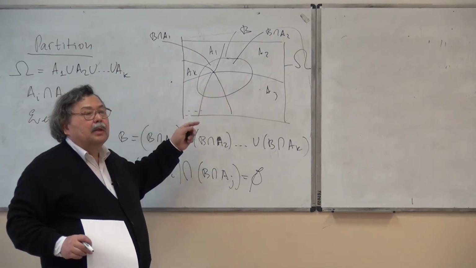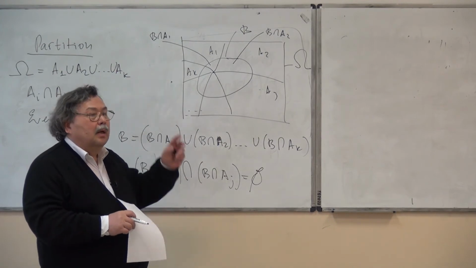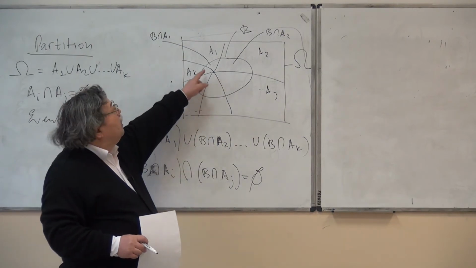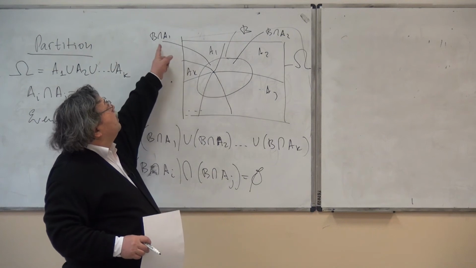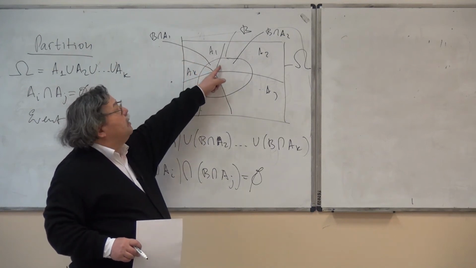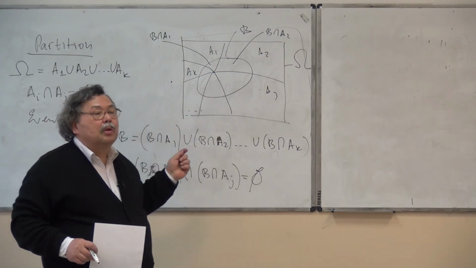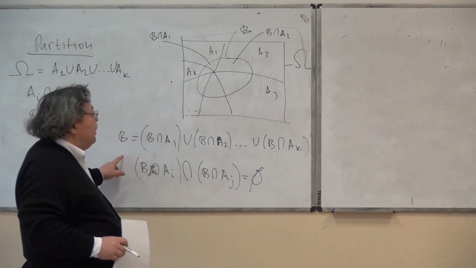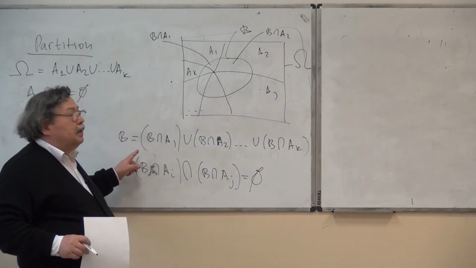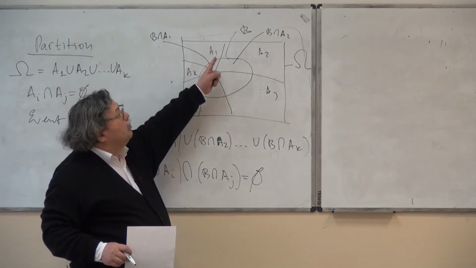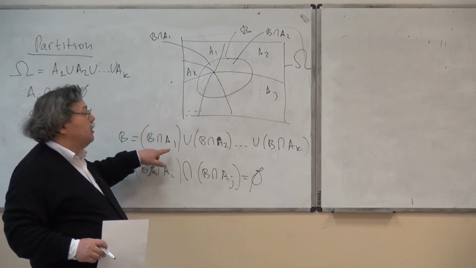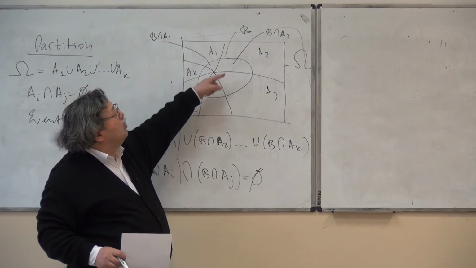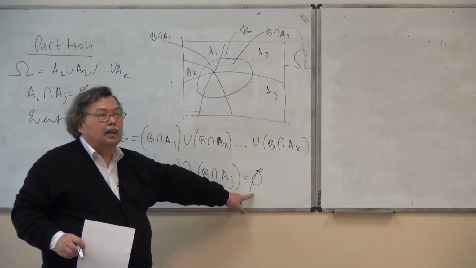If we have a partition, then any event B that we may consider also falls into a number of mutually exclusive parts. This is B intersect A1. This is B intersect A2, and so on. They are all mutually exclusive, and put together they form B. And this is exactly what's written here. B can be presented as B intersect A1 union B intersect A2, and so on. This is formula number 1 here. And this one tells us that the intersection of any two of these pieces is null. Okay?